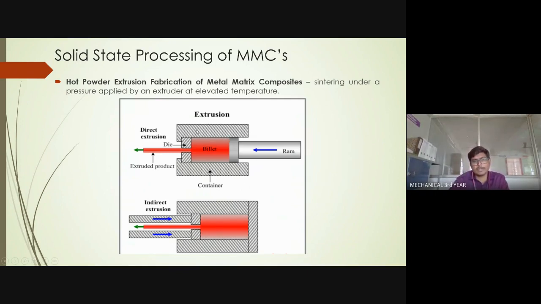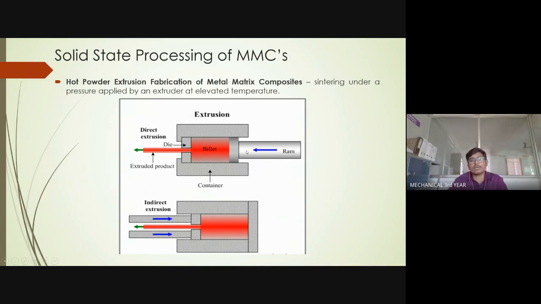So we can see here, the ram is actuated in a horizontal manner. We have a small space provided here into which your powder is poured. The powder is a mixture of your reinforcement and the matrix. It is not deposited; it is just put in this particular area, and we have a die opening over here through which the material will come out.